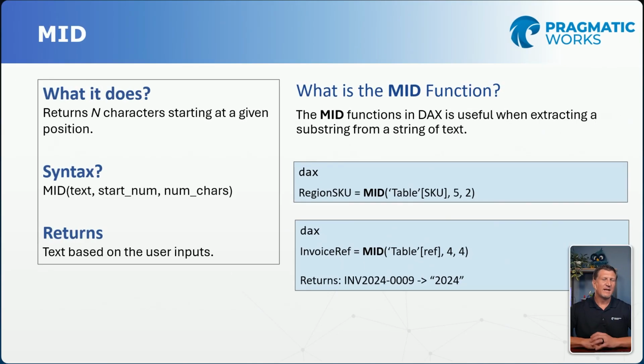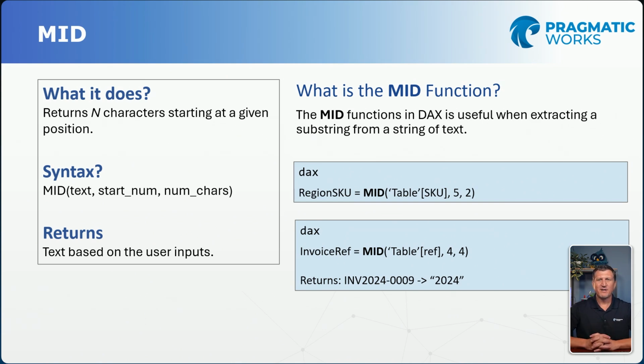MID returns n number of characters at a given position. The syntax is MID followed by the text in question, the start number of the character, and the number of characters to extract. The return is text based on those inputs. The MID function is useful if you're extracting something from the middle of a string of text. Otherwise, we would probably use LEFT or RIGHT.